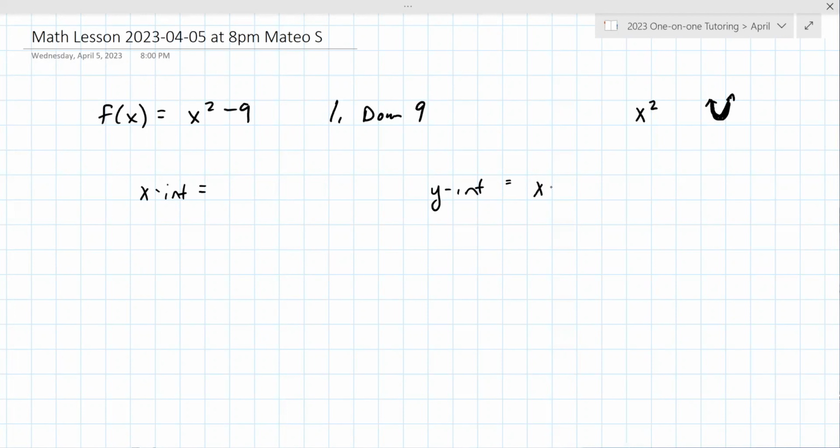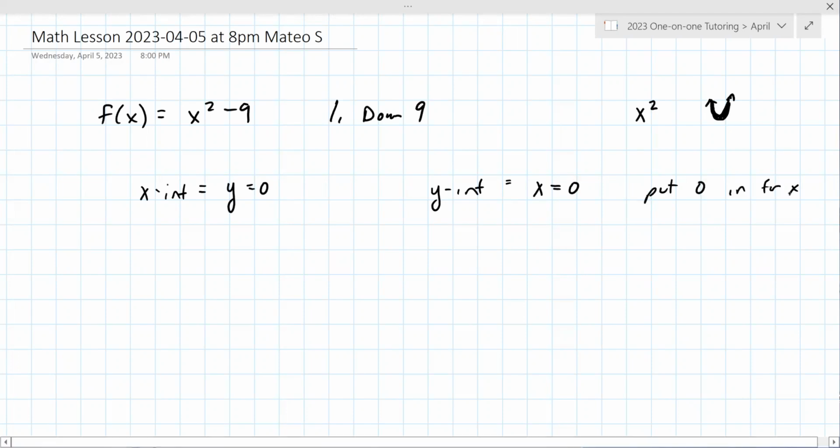In terms of how to do them, the y-intercept is when x is 0. The x-intercept is when y is 0. They're kind of backwards to what you might think they would be, but that is what it is. The y-intercept is easier. You're putting 0 in for x.